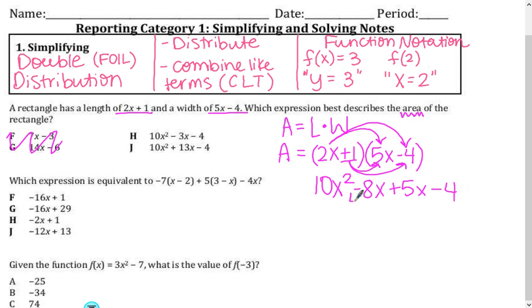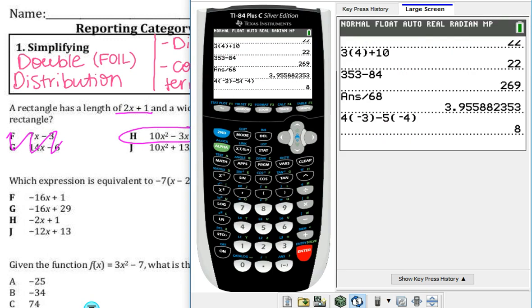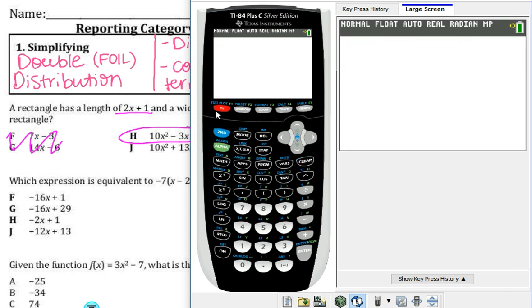Alright, remember on these, there's always going to be an extra step to combine like terms. So this is going to become 10x squared minus 3x minus 4. And that is our final answer. Now I want to show you a quick calculator trick here too, a way to check yourself.